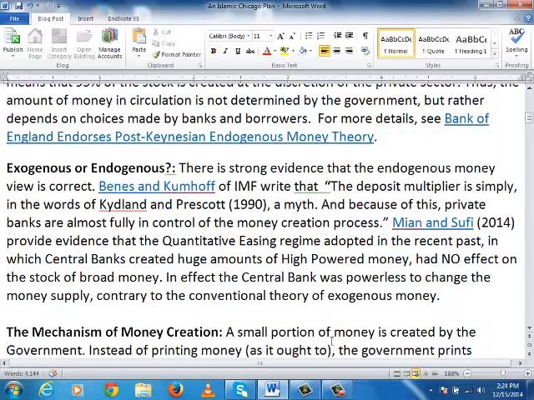There is a debate and an argument. Is money exogenous or is it endogenous? There is a lot of evidence that endogenous money is correct, which means that everything that you are taught in your textbooks about money creation is wrong, because the government is not in control of the money supply.